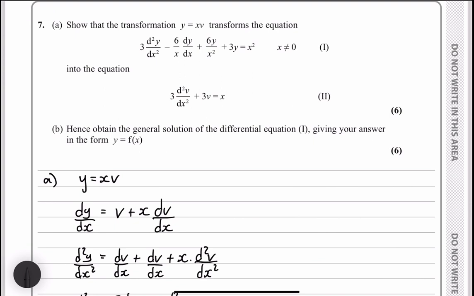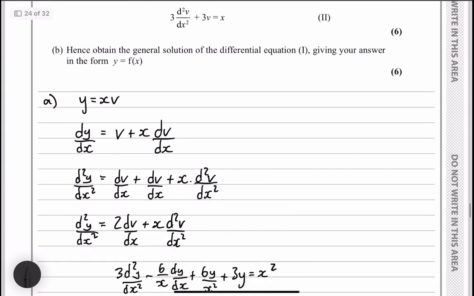Hence, obtain the general solution of the differential equation 1. Often they split this into two parts. They get you to do the general solution of equation 2, and then part C, they say, okay, now find the general solution of equation 1. We want to do all of that in one question here, giving our answer in the form y equals a function of x. So we need to solve this, then transform it back in one question.